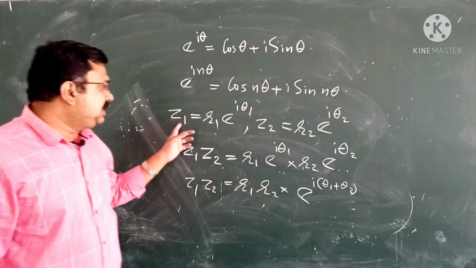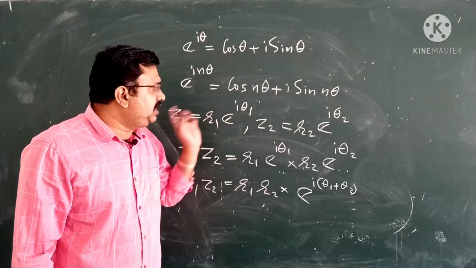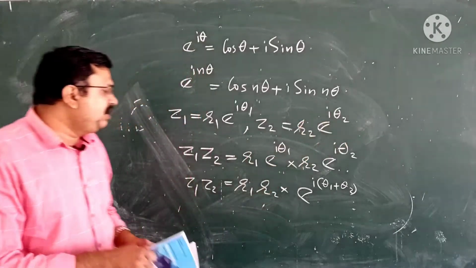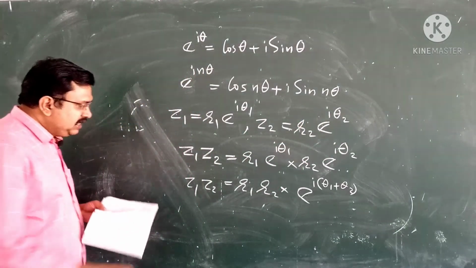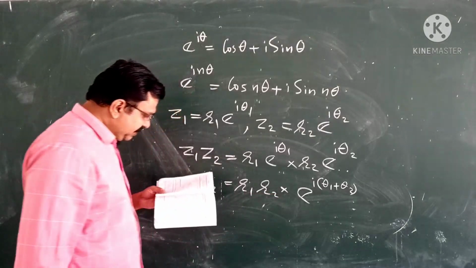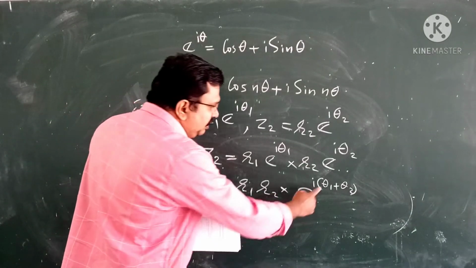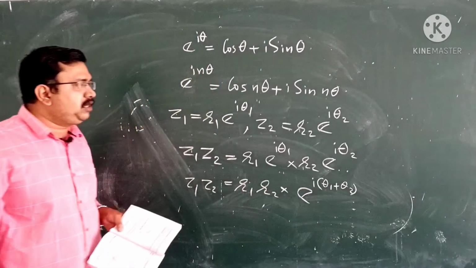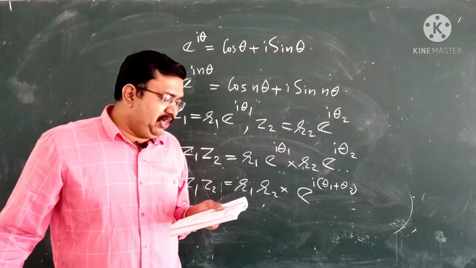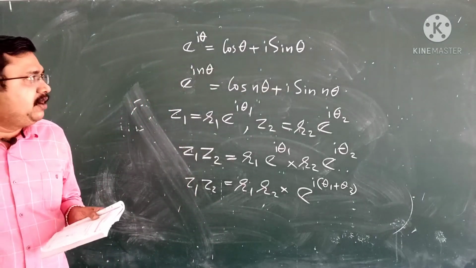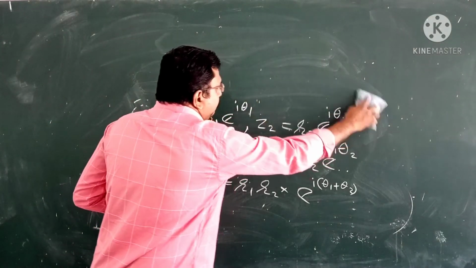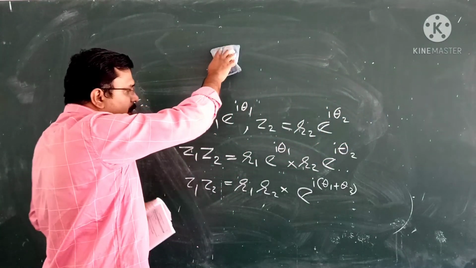Remember that if z1 is r1 e raised to I theta 1 and z2 is r2 e raised to I theta 2, then the multiplication z1 into z2 equals r1 into r2 into e raised to I (theta 1 plus theta 2). Okay, then we can define the division in polar form also. What is the division in polar form? Just listen. This is the multiplication in polar form.